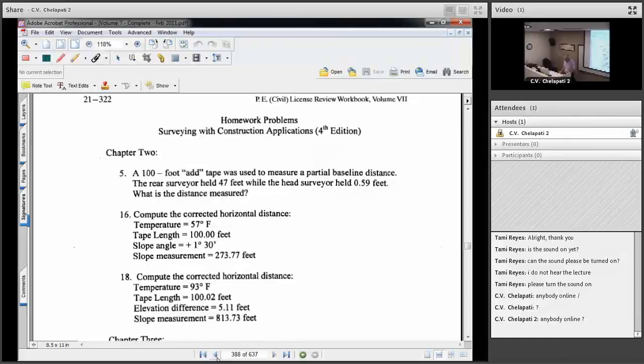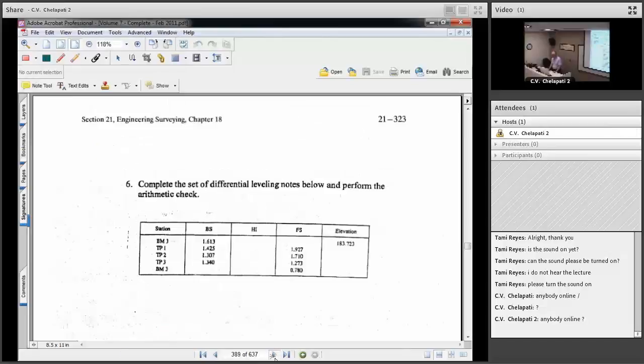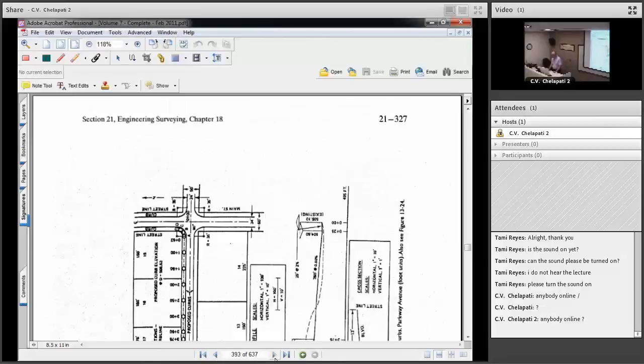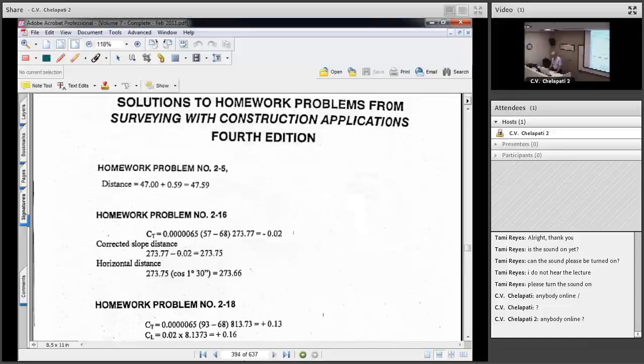The solutions for these problems are also in your manual, beginning on page 328. What I'm going to do is put the solutions up here on the overhead, and we'll follow along with this. So the solutions begin again on page 328. The first problem for homework was out of Chapter 2 of the Surveying with Construction Applications.